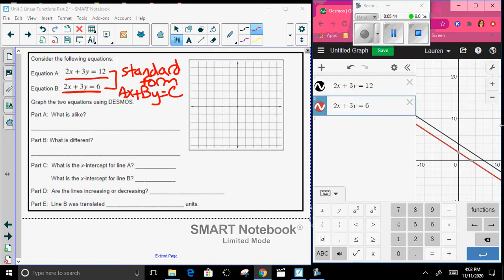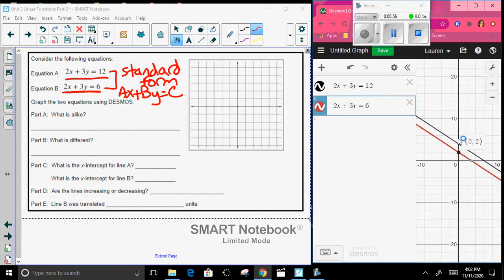my graph here, what is it counting by? So this right here is 0, 2. It looks to me like it went up 2. So 2, 4, 6, 8, 10. So it's counting by 2s. You want to be careful as to what interval it's counting by.